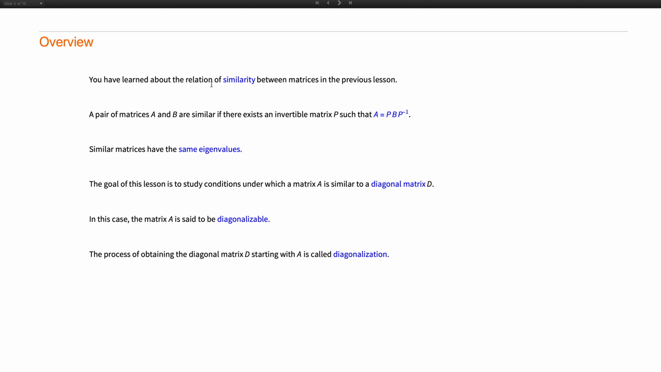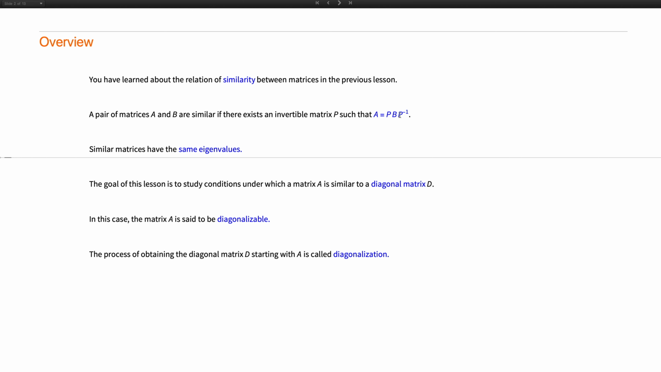In the last lesson, we talked about the similarity between matrices, and we said that if you have two matrices A and B, then they are similar if there exists an invertible matrix P such that A is P times B times P inverse. In this case, we see that such matrices have the same eigenvalues. So similar matrices have the same eigenvalues.